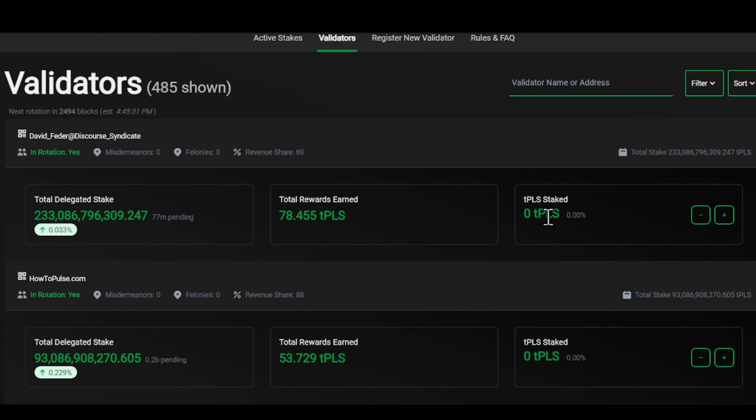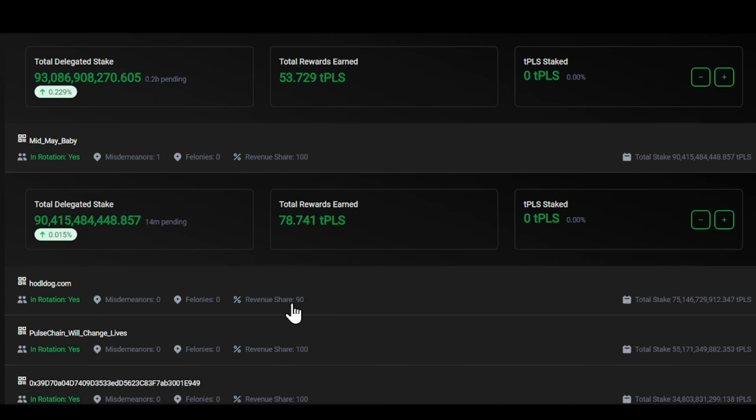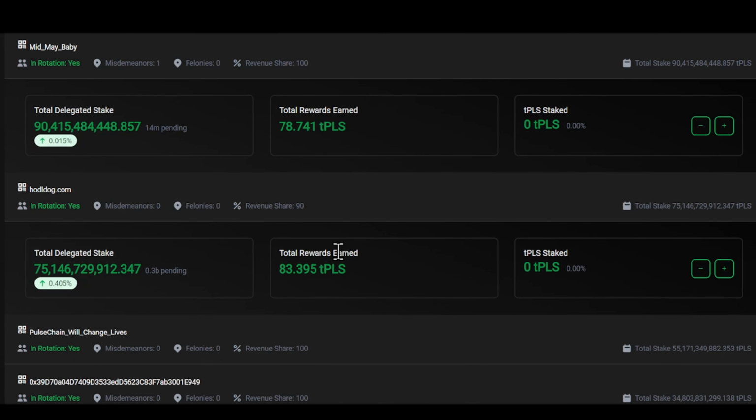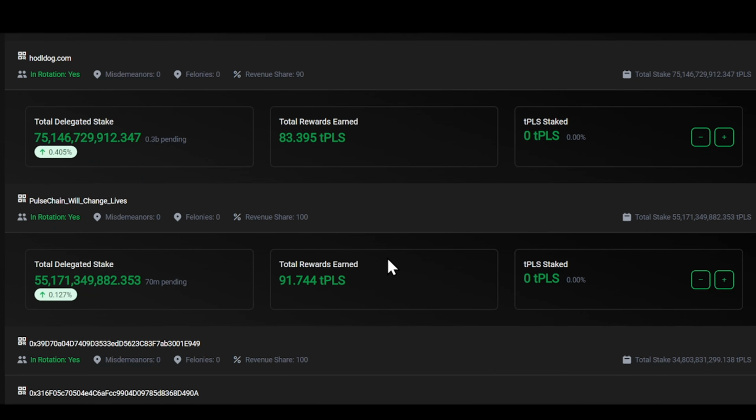If we go for the next one, same exact thing, a lot of information here. Then we've got 53 earned rewards. Continue to the downside, 78 earned rewards. Continue to the downside, 83 earned rewards. So these people are definitely making some money. Like I stated, this is the testnet, so this is just a pure example, but this is how it's going to work.